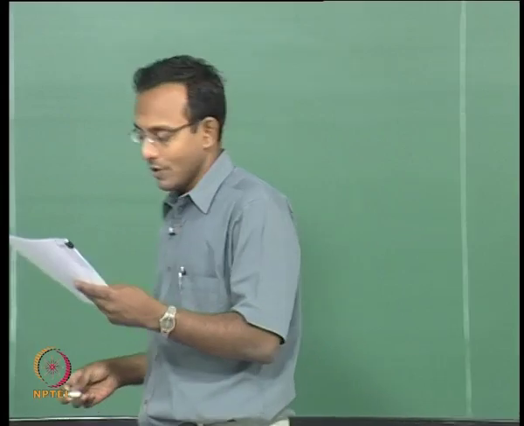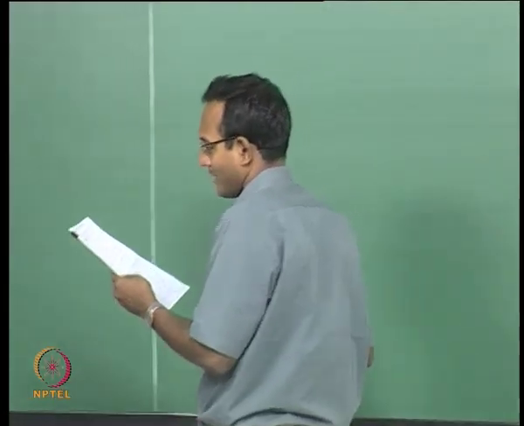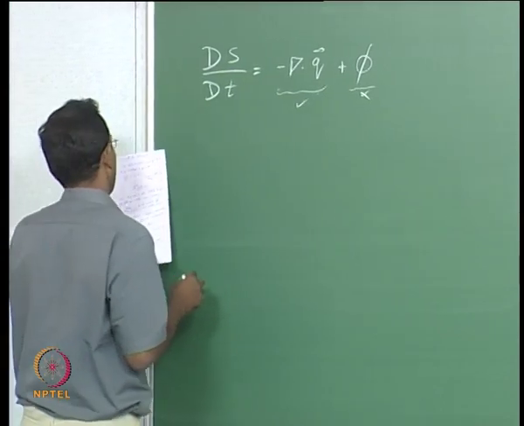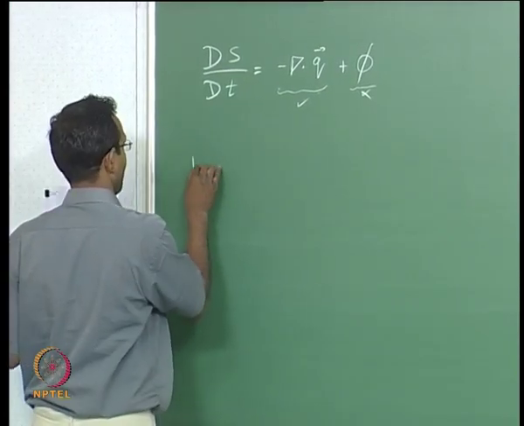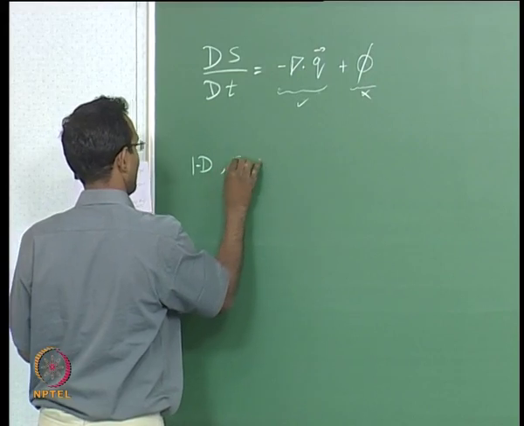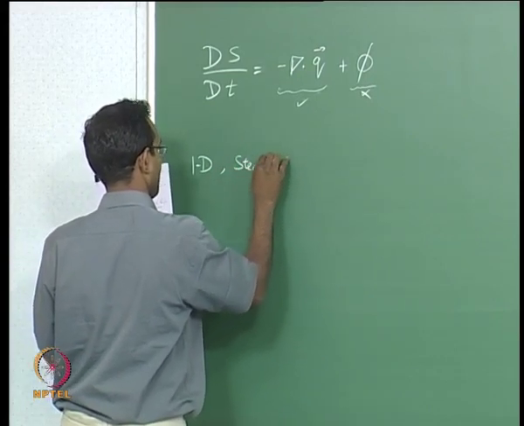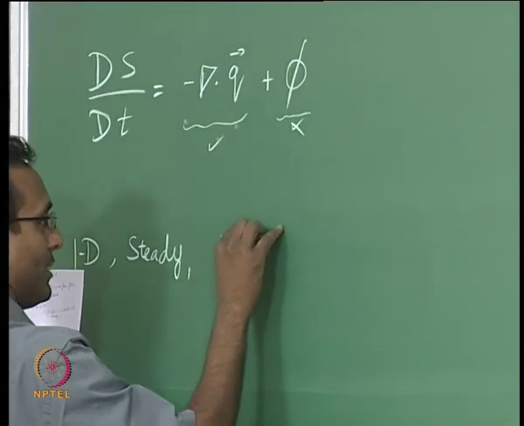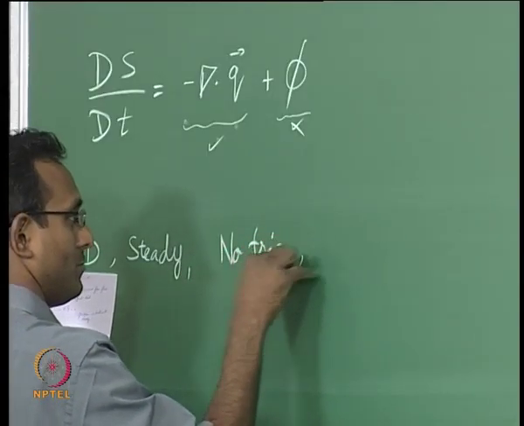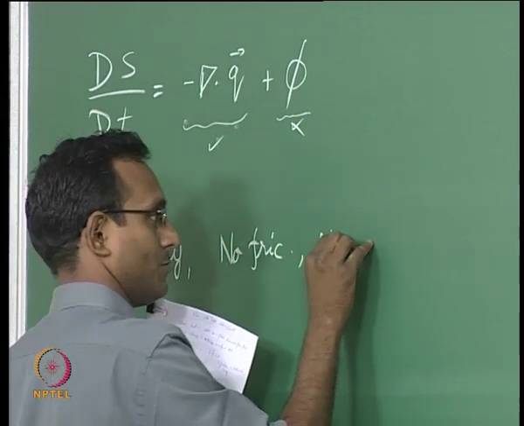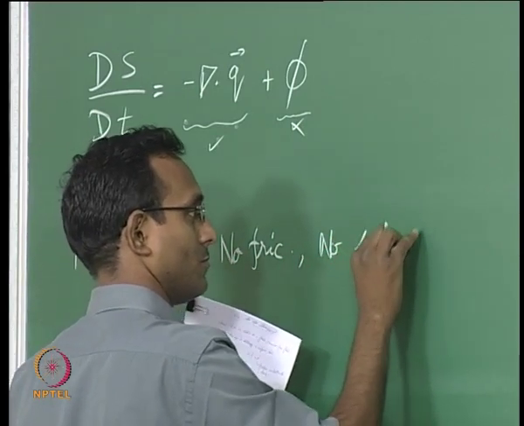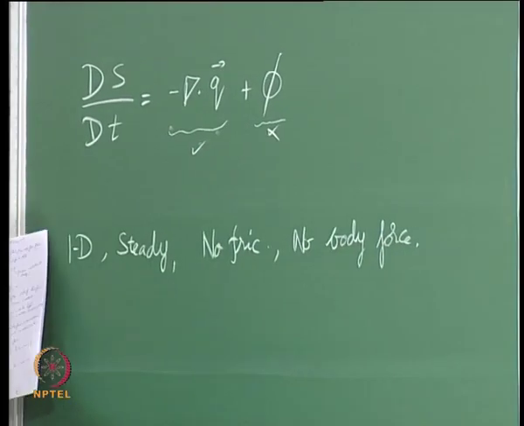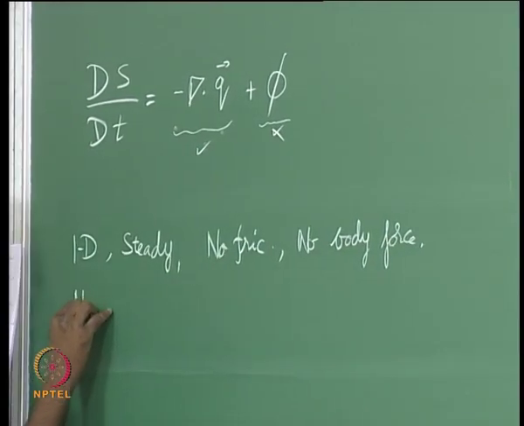So, we will go into assumptions for my flow with heat addition. Flow with heat addition, I am going to say it is 1D flow, steady, no friction, no body force, no mass addition.